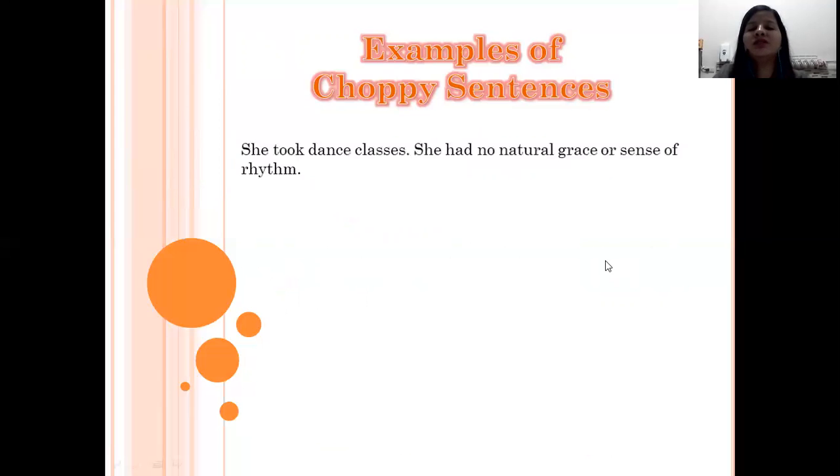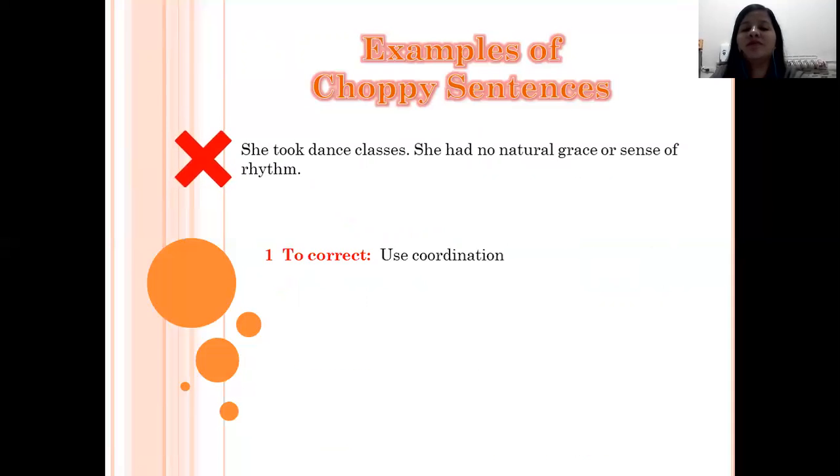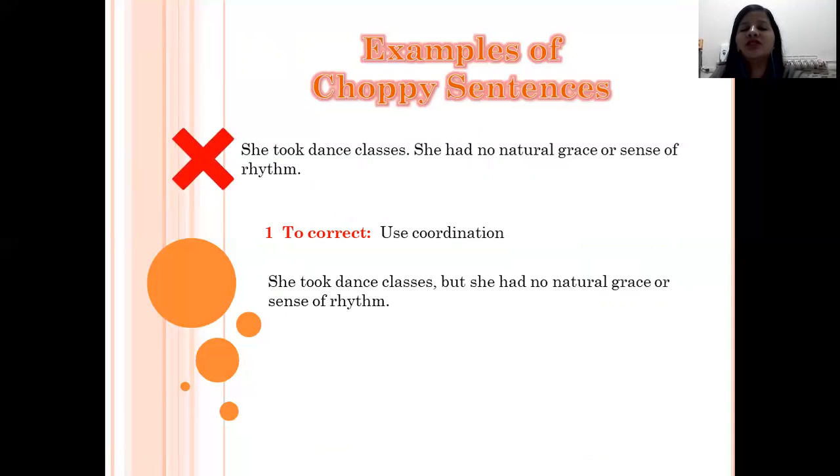To continue, this is another example. She took dance class. She had no natural grace or sense of rhythm. As you can see here, the coordination. These sentences don't use a coordination. She took dance class, in this part, as you can see here, comma and but. But is the coordination here. She had no natural grace or sense of rhythm. Now the sentence makes sense.